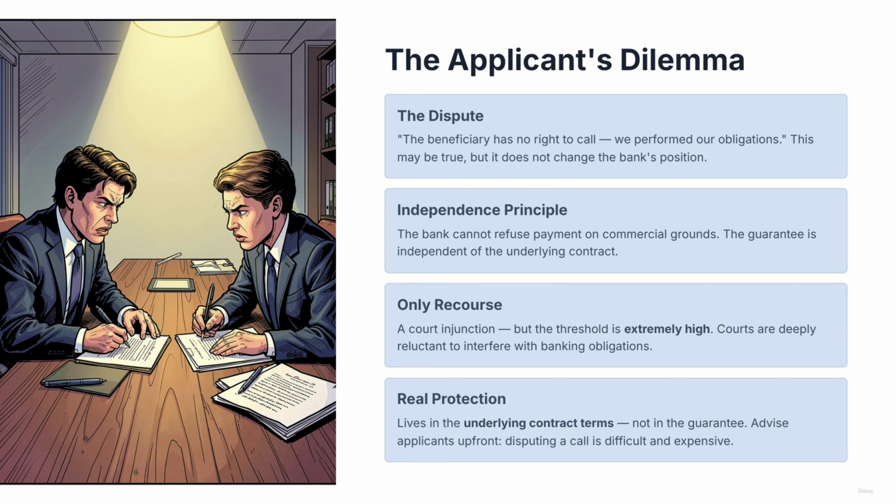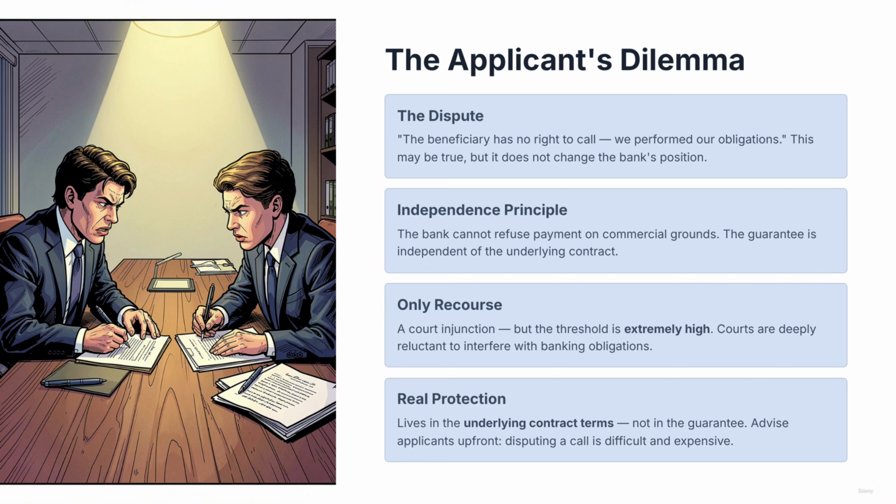When the applicant receives notice that a demand has been made, the most common reaction is to dispute it. The position is typically, the beneficiary has no right to call, we performed our obligations. This may well be true, but it does not change the bank's position. The guarantee is independent. The bank cannot refuse to pay simply because the applicant believes the demand is unfair, premature, or commercially unjustified. The bank's obligation is determined by the guarantee document, not by the underlying commercial dispute.